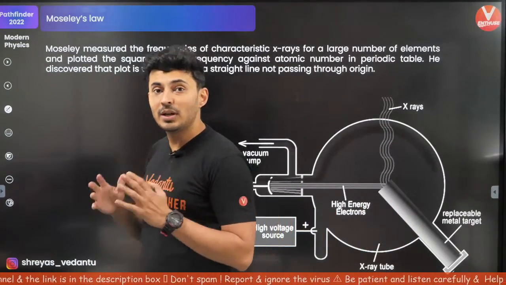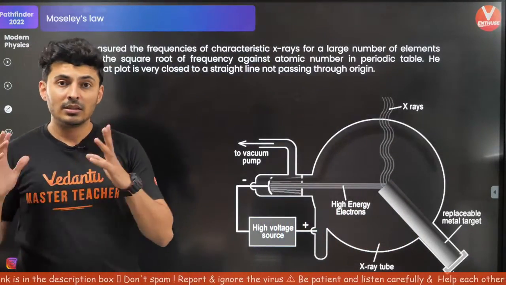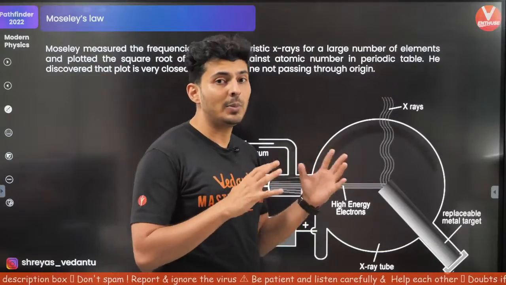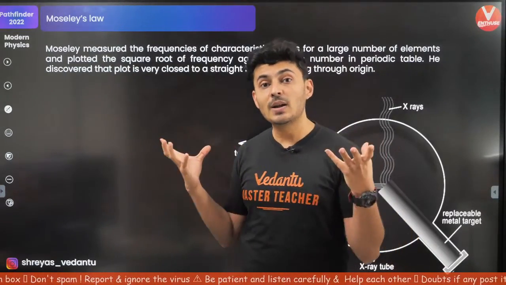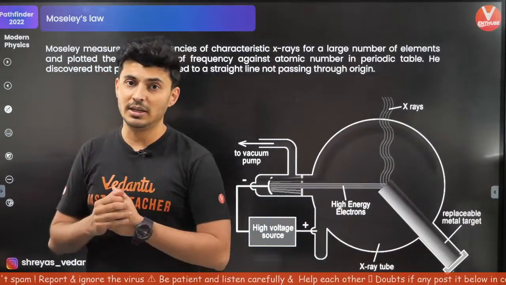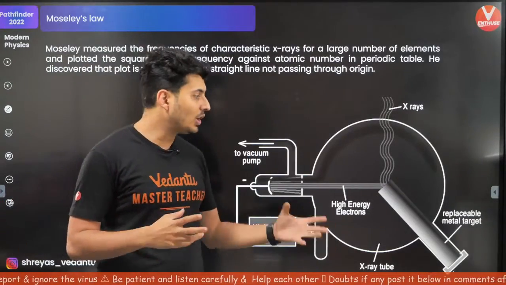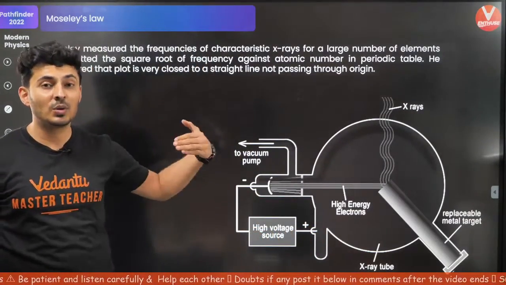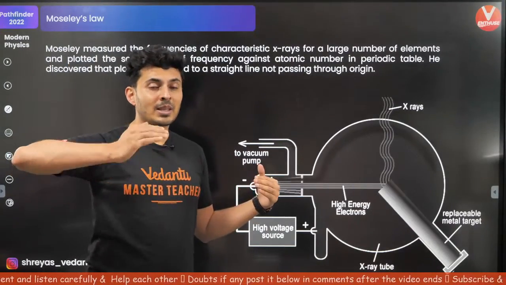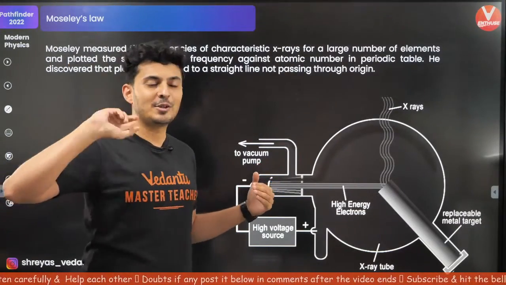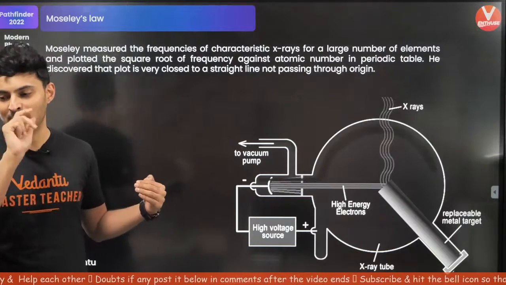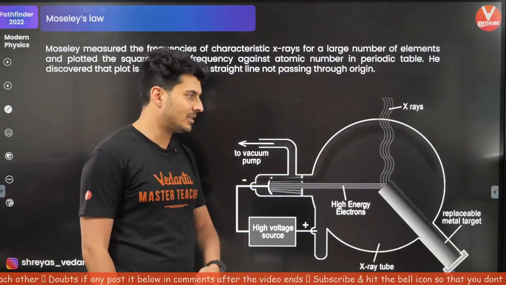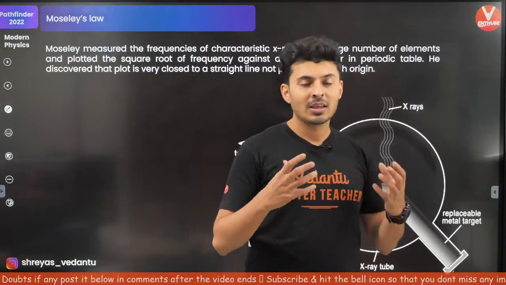Long time back, people used to arrange the periodic table based on the atomic mass number. They thought atomic mass number was the fundamental quantity. Later on, because of Moseley and because of the discovery of X-rays, it was understood that the fundamental characteristic of an element is not mass number but the atomic number. That's the number of protons in the nucleus.